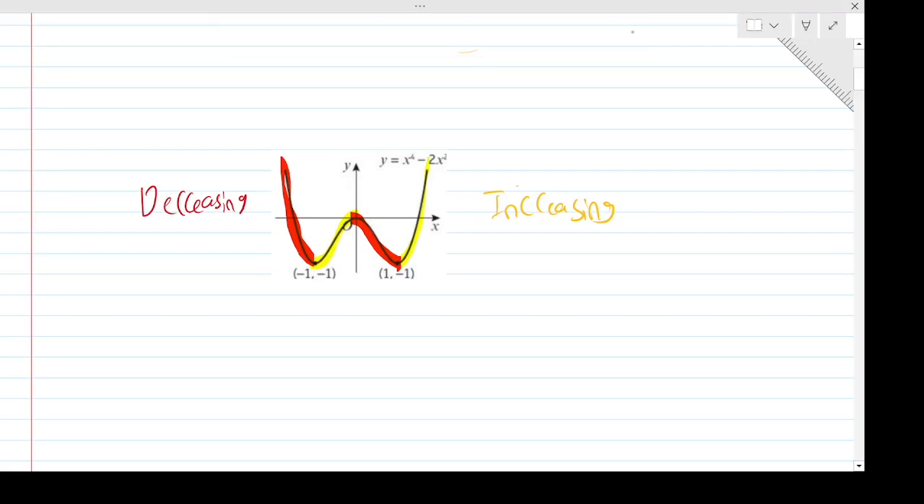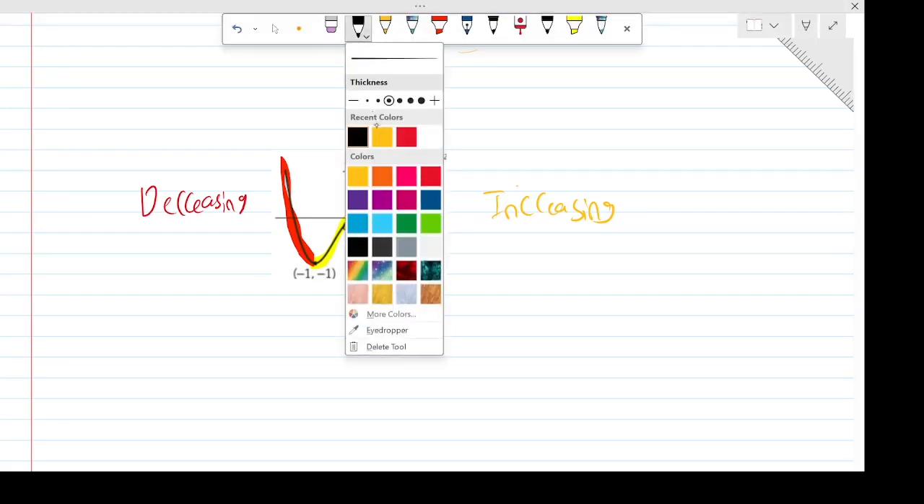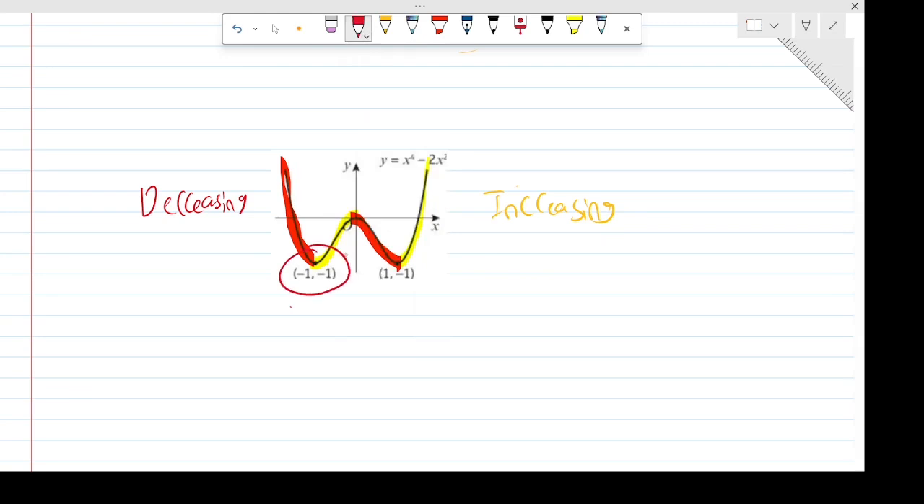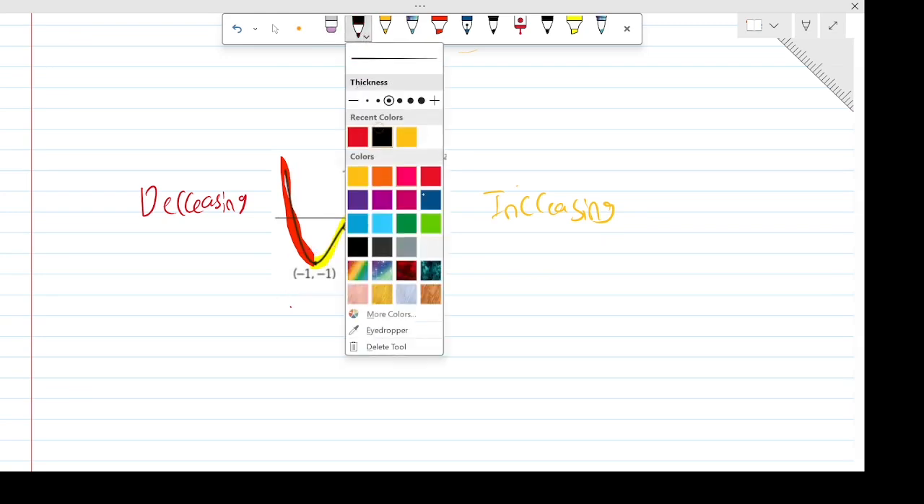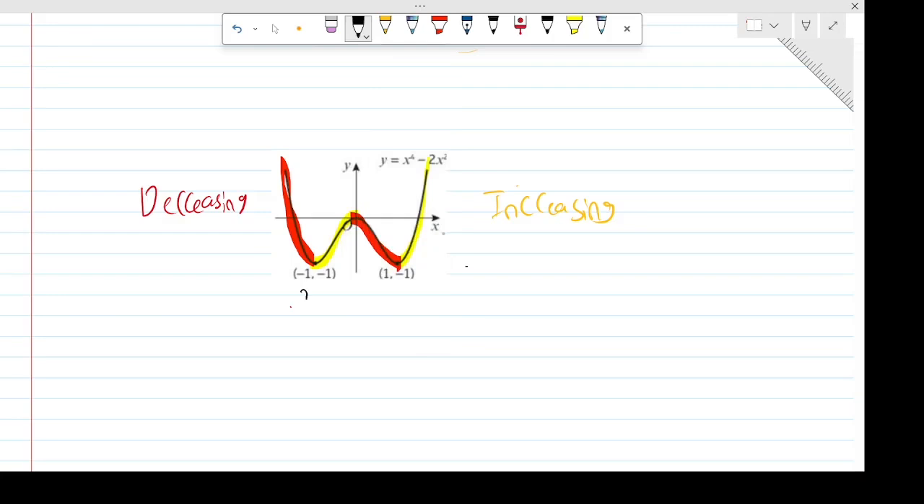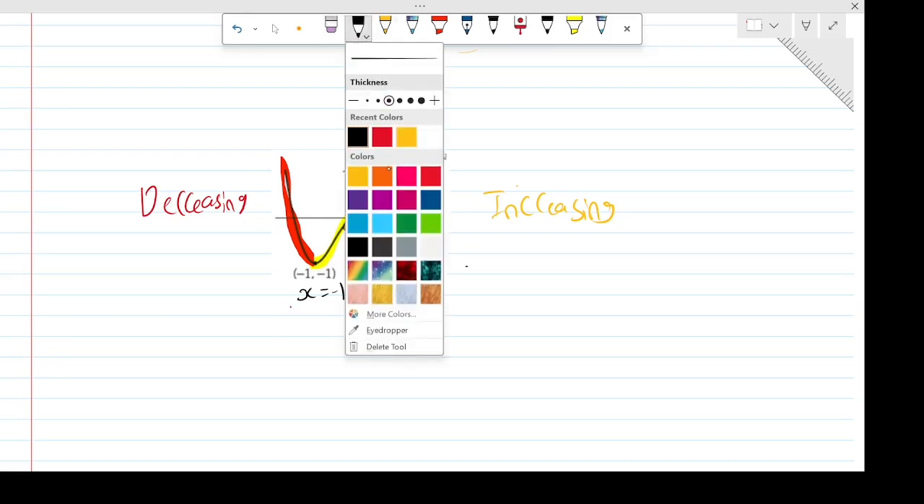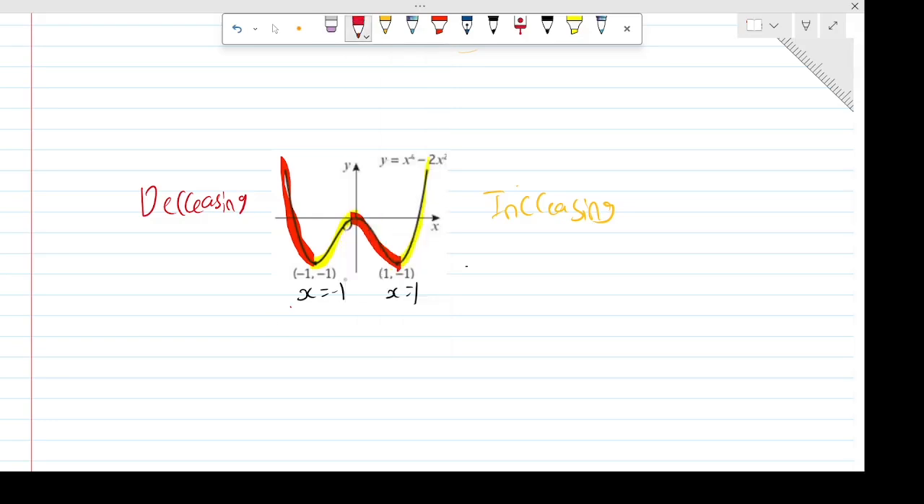So when is it decreasing? Okay, let me do that in red again. Well, firstly, this point is where x is minus 1, right? And this point is where x is positive 1, right? So the values of x, first of all, when it's decreasing, it has to be less than minus 1, right? Well, firstly, it's decreasing when x is less than minus 1, but actually it could be equal to minus 1 as well.